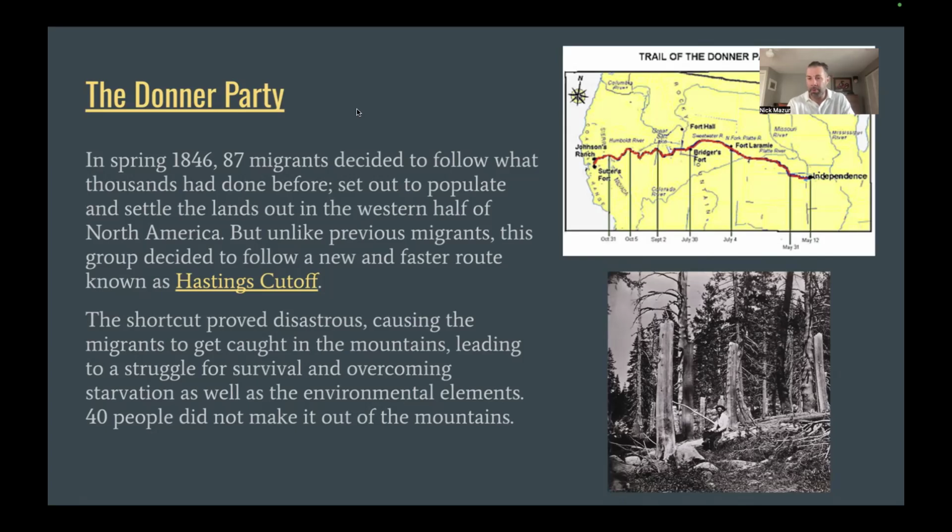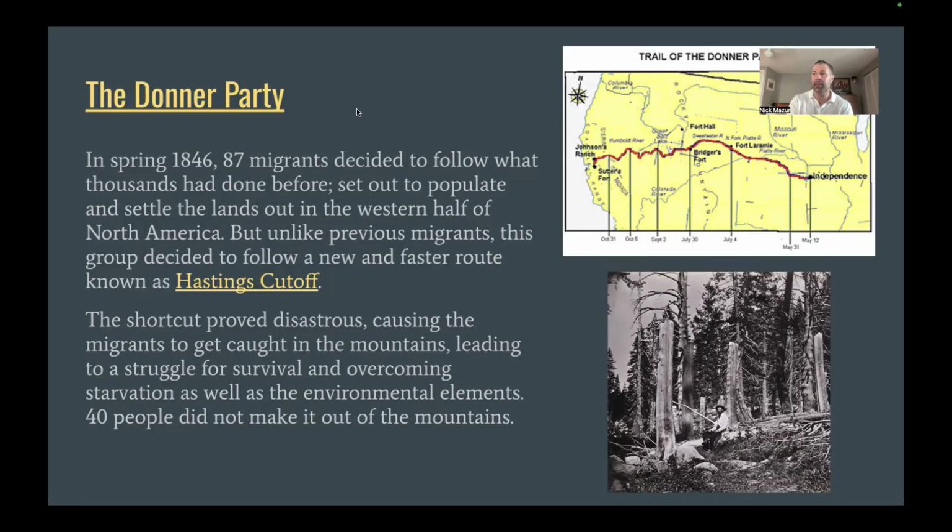The problem is that the Donner Party, because they're taking a new route that has never been charted, it's only been made up by Lansford Hastings, they get stuck. And they basically get stuck in an area that we call Immigration Canyon today. And it's basically what is known as the Wasatch, as the Native Americans called it.